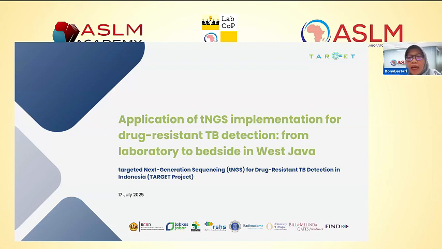Here I would like to share our work about tNGS implementation in West Java. For this project, maybe I'm focusing more on the application of this tNGS for drug-resistant detection and how we can further use this result to inform the clinician to guide the treatment for drug-resistant TB patients. This is part of a project called TARGET. TARGET is an abbreviation of Targeted NGS for Drug-Resistant TB in Indonesia, a project that is funded by the Gates Foundation and also by FIND.